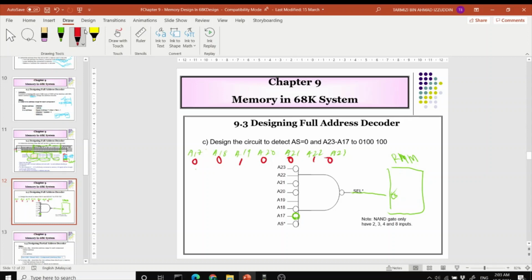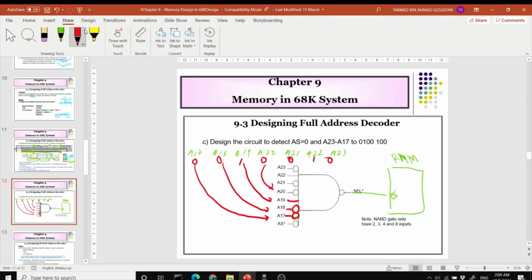So if you can see here, for the inputs to this NAND gate, all of the pins denoted by 0 are inputs with a bar. Why a bar? Because 0. So A18 here is also an input with a bar. All the pins with 1 are just connected directly to the NAND gate. So this is how you design your full address decoder.